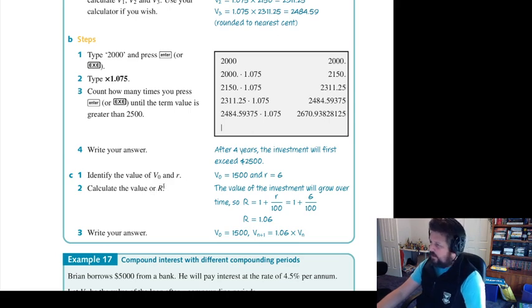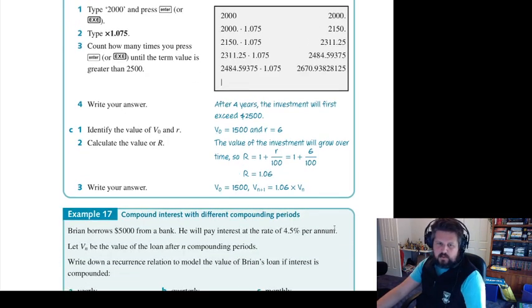So remember, to calculate big R, it's 1 plus little r over 100. We said little r was 6. 1 plus 6 over 100 is 1.06. So from there, we've got big R, we've got V0. You can neatly write out the recursion relationship, which you guys should be fairly happy doing. Cool, I like that example. All right, let's have a look at the next one.